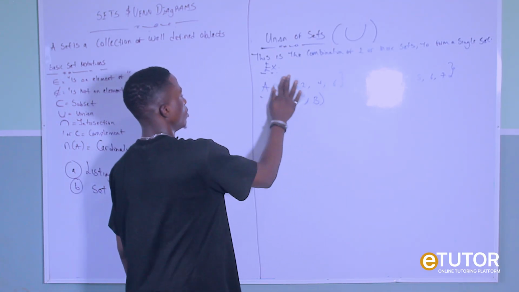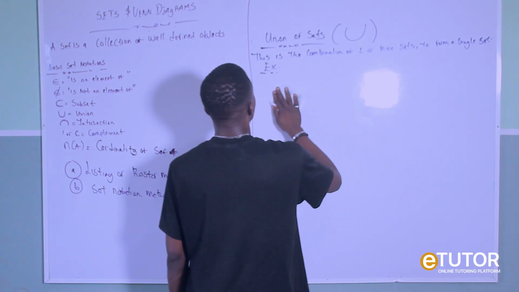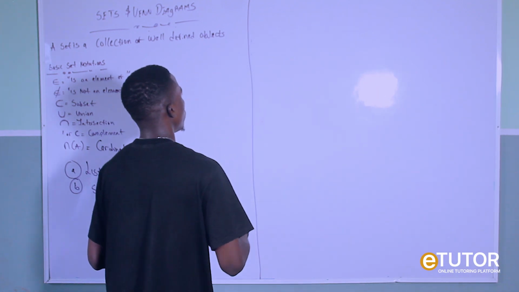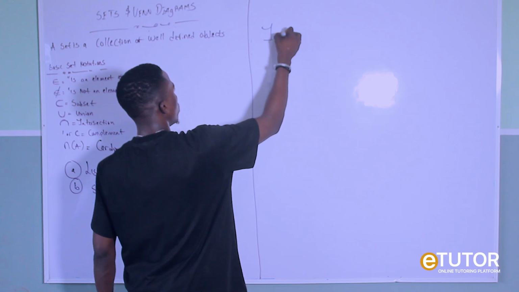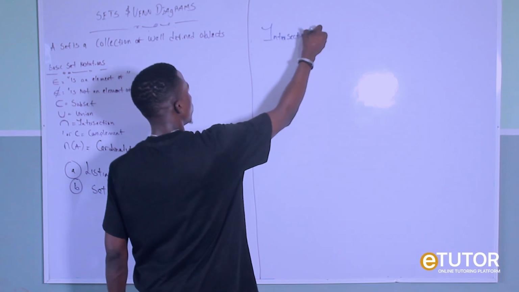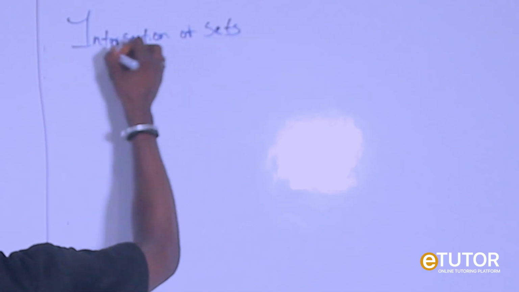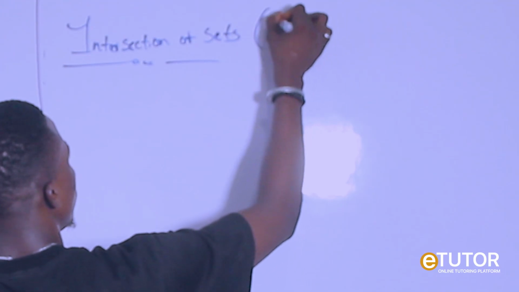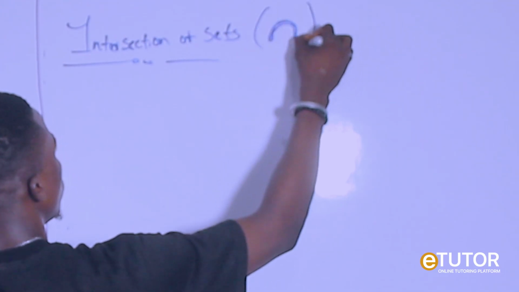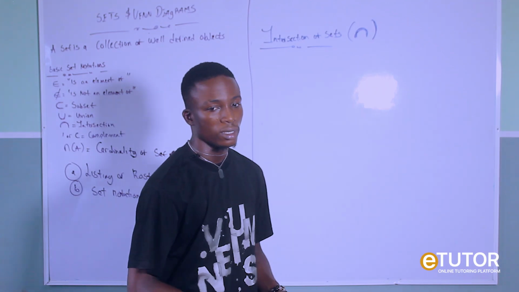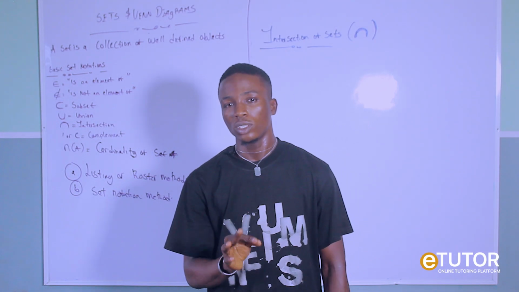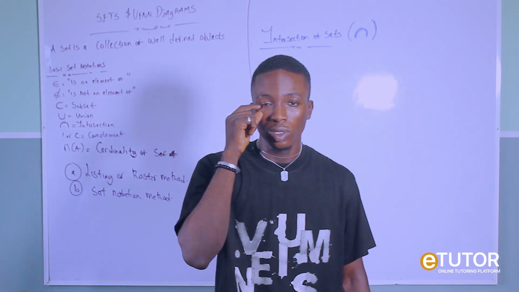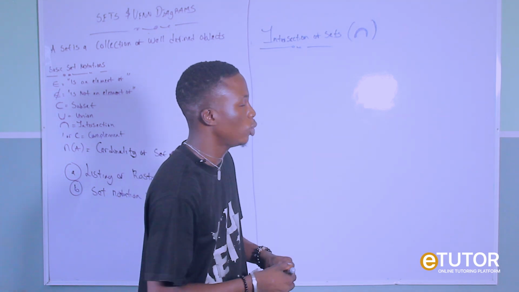So we also have the intersection of sets. Now this is denoted as ∩. So intersection of sets means writing out the common elements in each set. The elements that are common to both sets should be written out inside of another set. So this is what I mean by that.